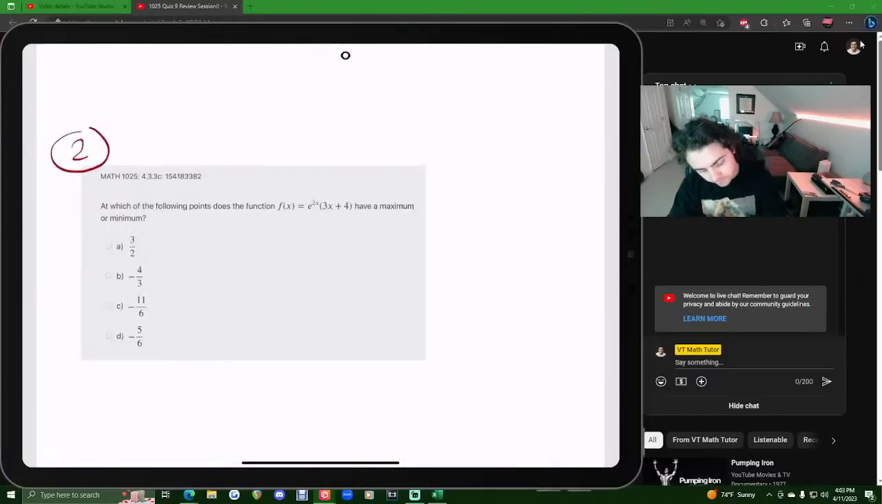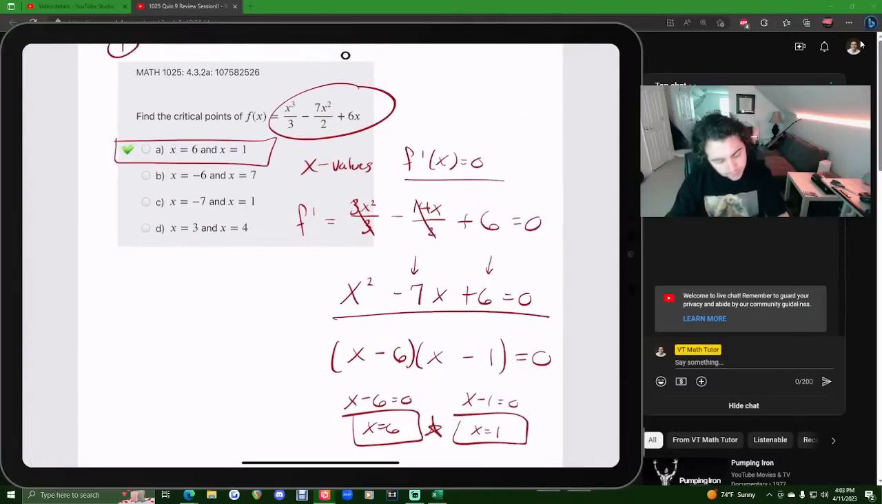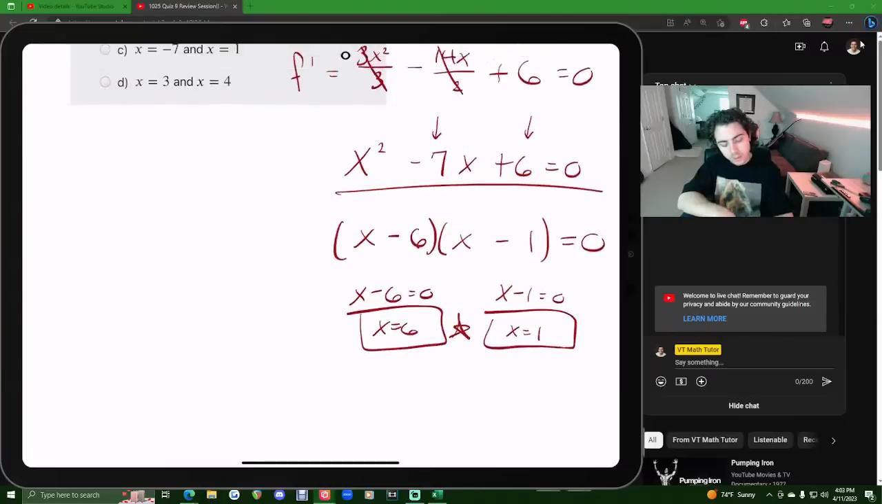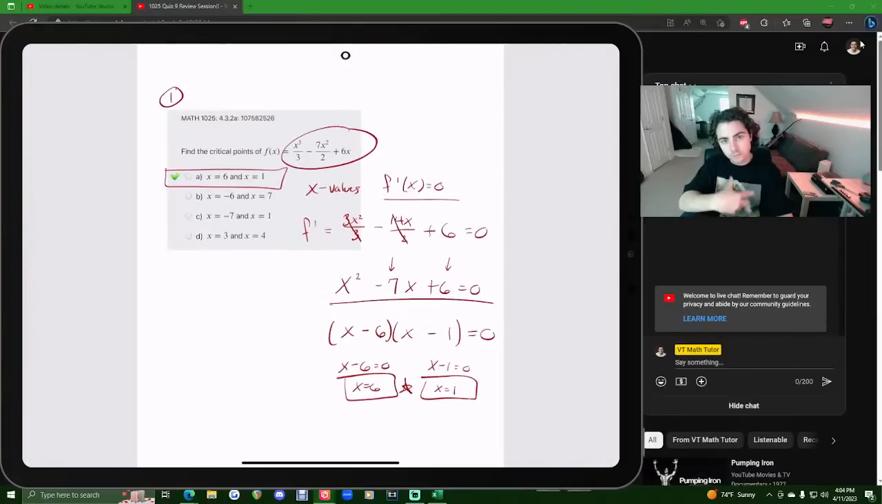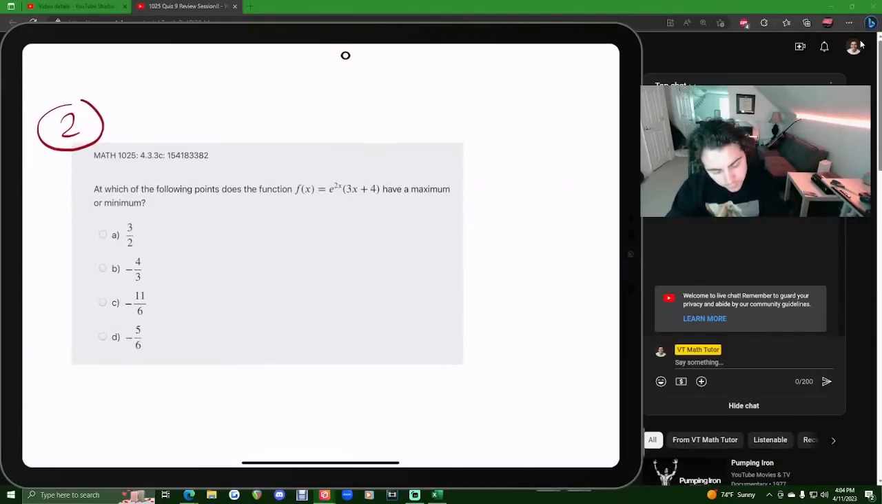Number 2. I mentioned it towards the very start, but something I did not mention in the last problem: because these are the x values for which f prime is equal to 0, in other words, because these x values were the critical points, these are the possible locations where f, the original function, has a max or a min. Now in this one, they ask at which of the following points the function has a maximum or a minimum. So it's asking the same thing, just in a different way. This is just like asking for the critical points.